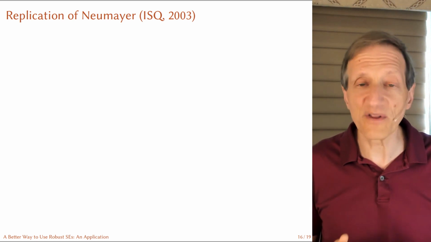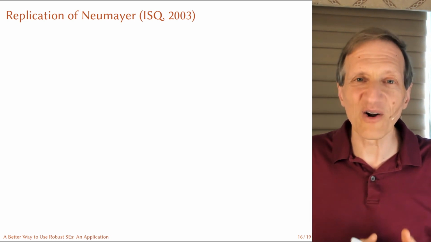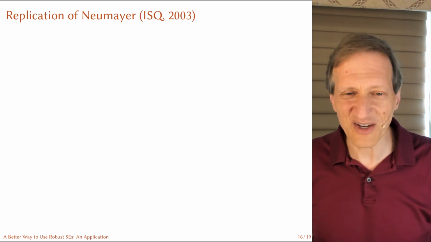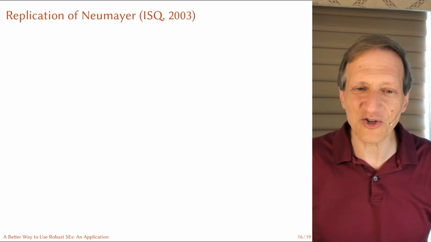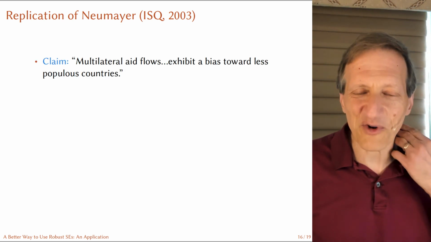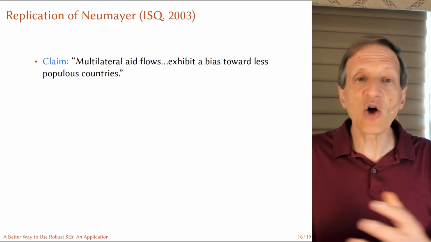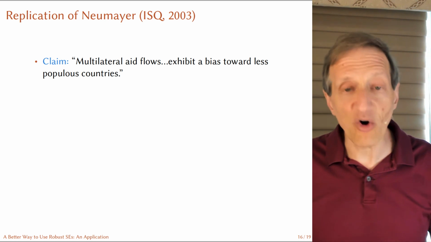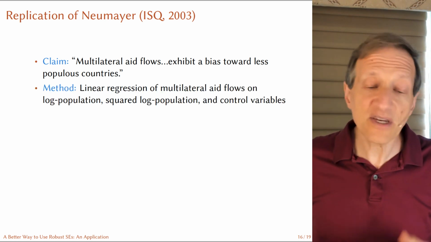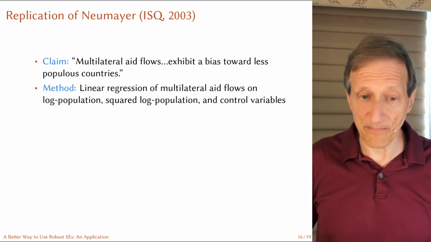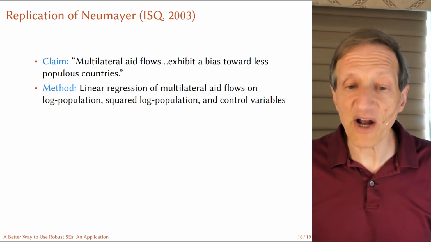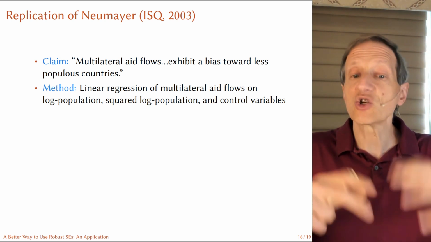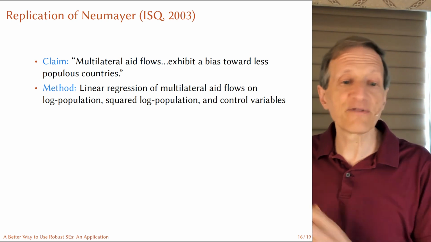We corrected for those features, and then we looked for other interesting things that we could learn once those features were corrected. So this is a really interesting paper in International Studies Quarterly, published in 2003. The claim of this paper is that the flow of multilateral aid is biased in favor of smaller, less populous countries. And the method chosen by Neumeier, the author of the paper, was linear regression of multilateral aid flows regressed on log population, squared log population, and a bunch of control variables.